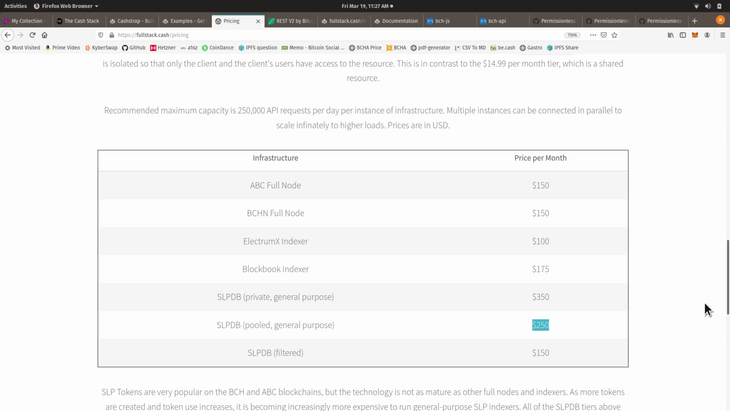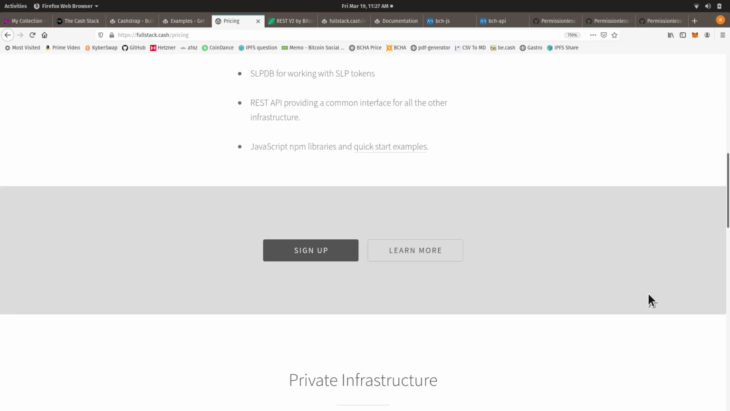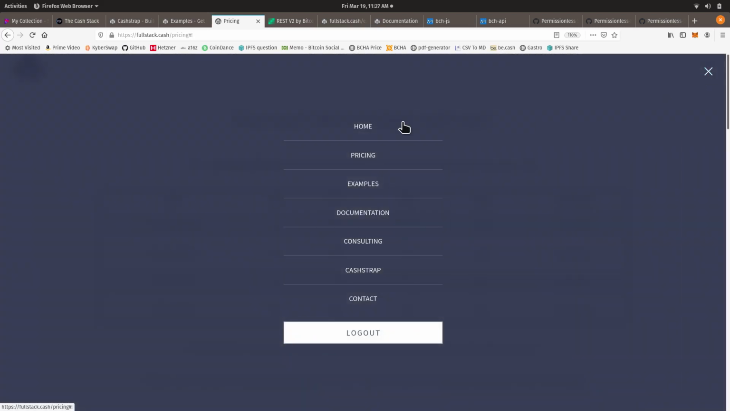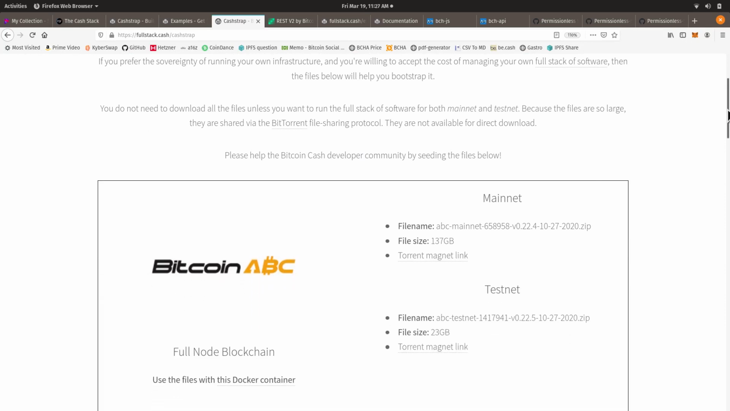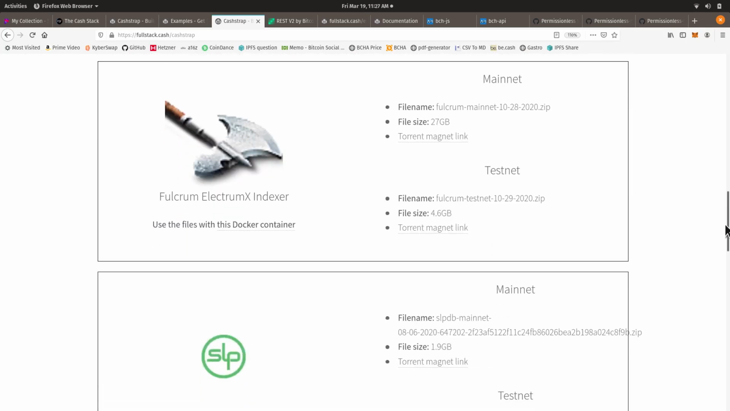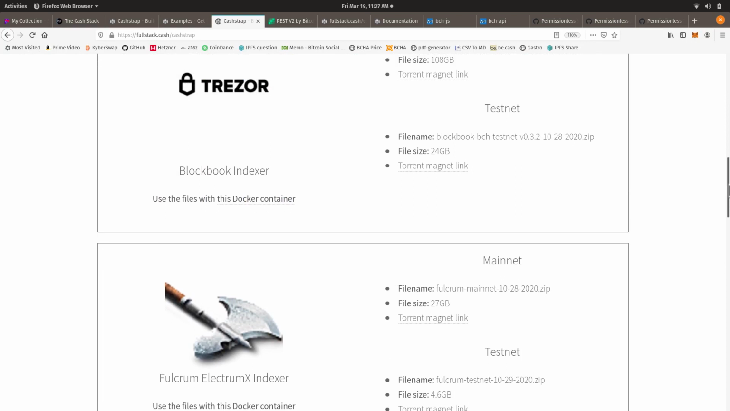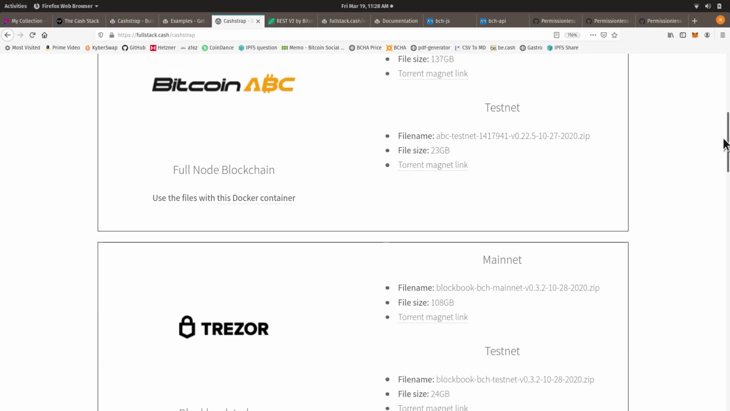And if you really need as much power as possible, and you don't want to worry about rate limits, setting up your own infrastructure is the way to do it. If $550 a month is too much for something you need for your business, we have the cache strap page right here. If you go to the menu, go to cache strap, or you can just go to /cache strap. These are Docker containers for all of the software that we run at FullStack.cash. We encourage people to run their own infrastructure. We're not trying to be a walled garden. We're just trying to be a service provider so that we can handle those low-level details if you don't want to and you have the budget to pay us to do that.